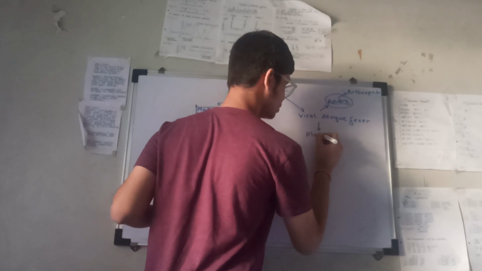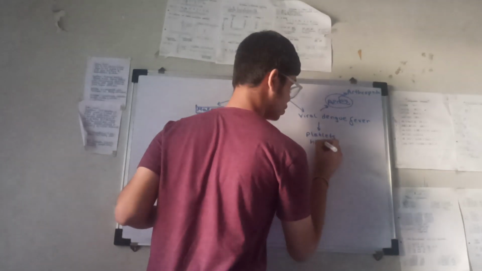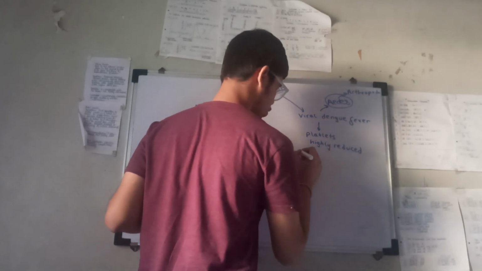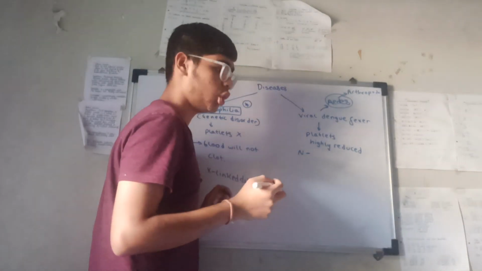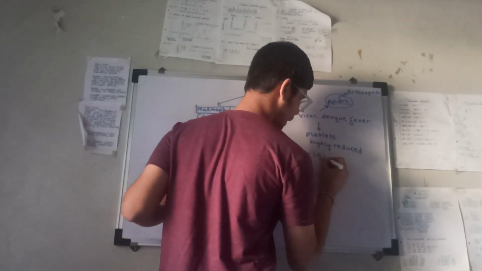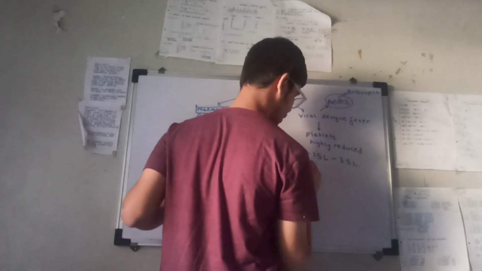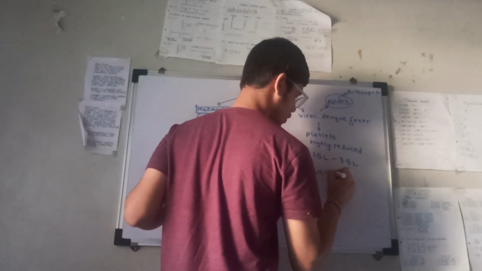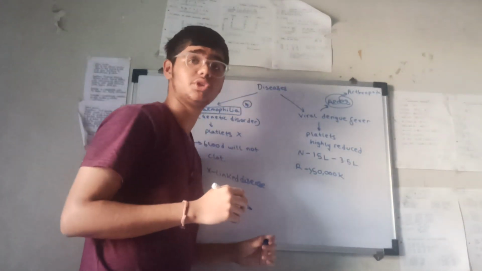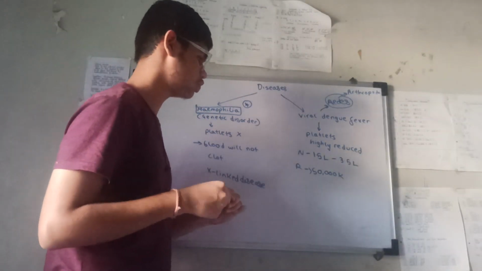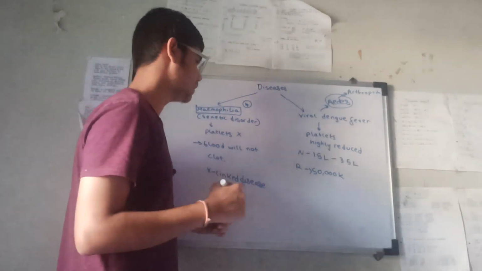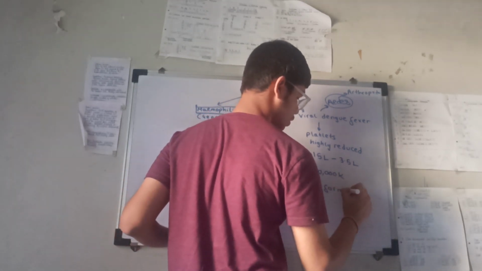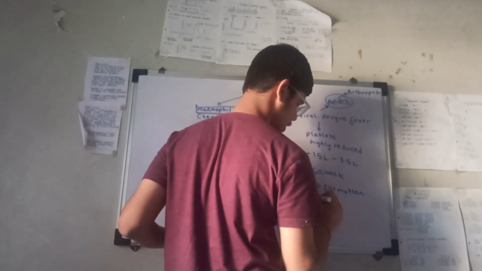The platelets are highly reduced. The normal number is 1.5 lakhs to 3.5 lakhs, but it is reduced to less than 50,000, and it can even go to 10,000. So clot formation is difficult.